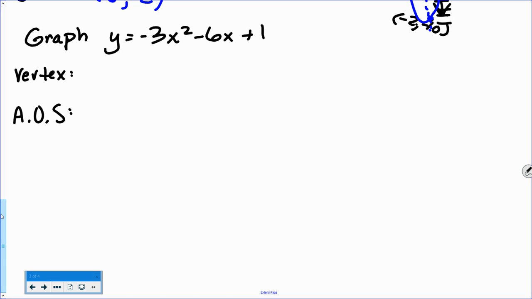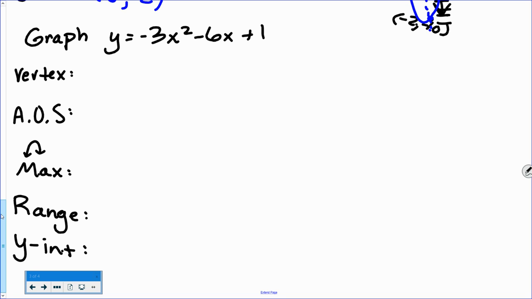do we know which way this opens? It opens down because of the negative 3 for A. So if it opens down, I will have a maximum value this time. Let's do the range. We didn't do that last time. And then we'll also add the y-intercept. So those are the things I'm looking for. You're welcome to make your sketch first and then fill those things in, or you can fill those things in without making the sketch of the graph, because we should know which way it opens, and that's really all we need other than the vertex.